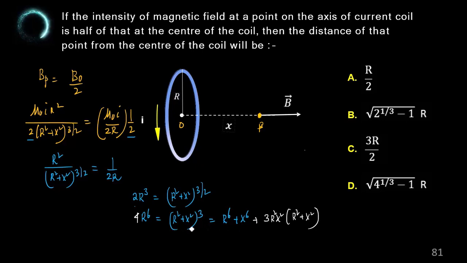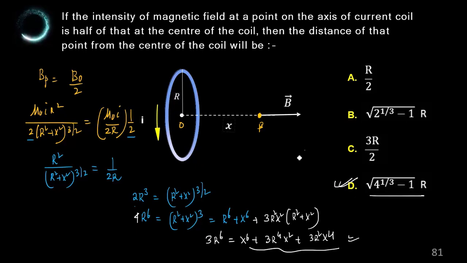So ultimately I can solve to calculate the X. So 3R to the power 6 should be equal to how much? X to the power 6 plus 3R to the power 4 X square plus 3R square X to the power 4. So that becomes a quadratic of X, and ultimately you have to solve. Once you solve it, your answer should come as option number D. That will be your answer. You have to simplify it and calculate.